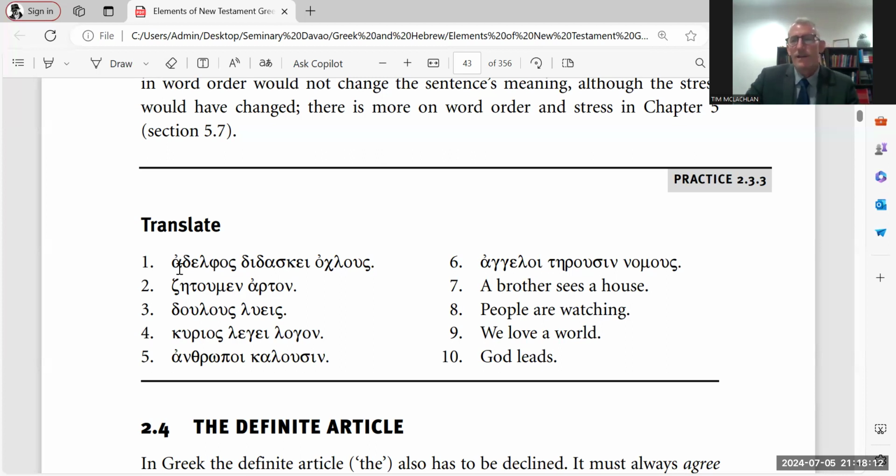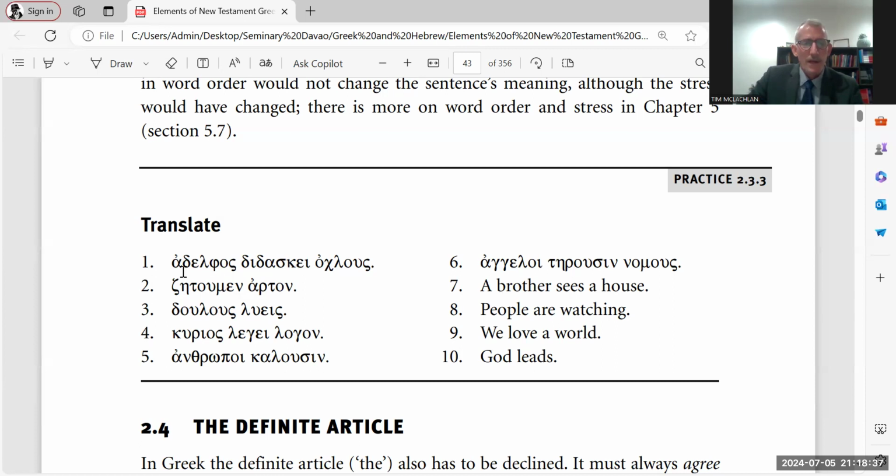But you should put in the 'a' at the start, because just to say brother teaches crowds doesn't really make sense. So a brother, you see the word didaske, and the word didasko. Now here the verb has to match the subject, it has to match the nominative case here, because it's a brother doing something. But it's not he, it's not you, it's not me, it's the third person.